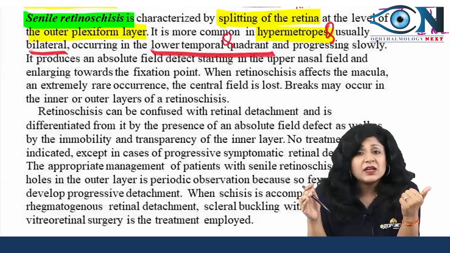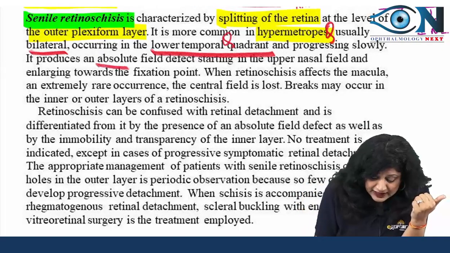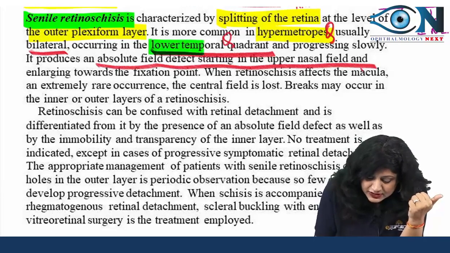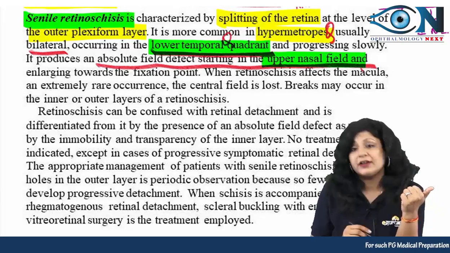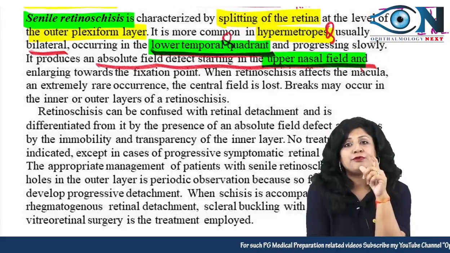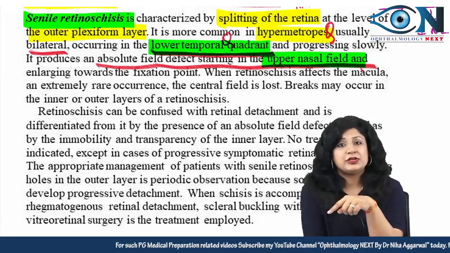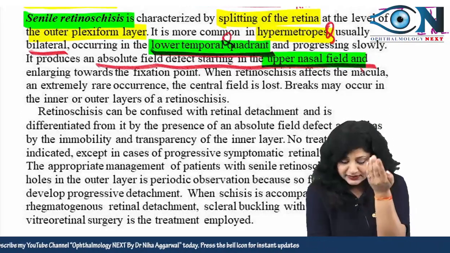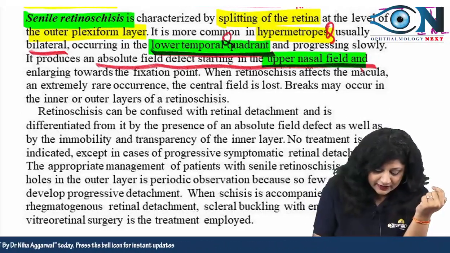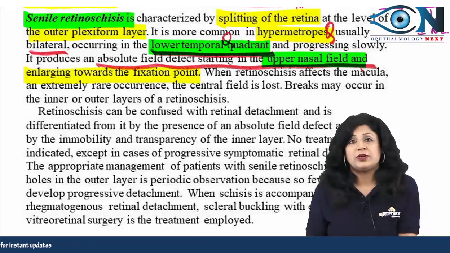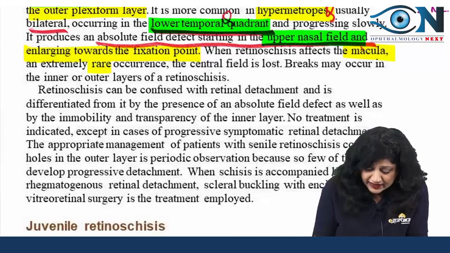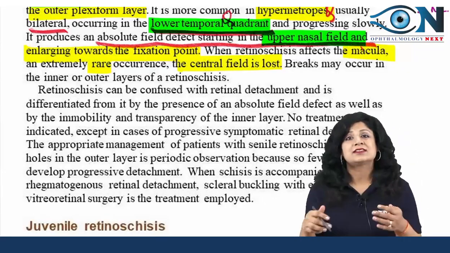Then it produces an absolute field defect starting in the upper nasal field. Why in the upper nasal? Because it is in the lower temporal quadrant. So you know that the visual field which is affected is always diagonally opposite. So because it is most common in the lower temporal, it is affecting the upper nasal field, and then it is slowly and gradually enlarging towards the fixation point. Now when the retinoschisis is affecting the macula, which is obviously rare, central field is also lost.